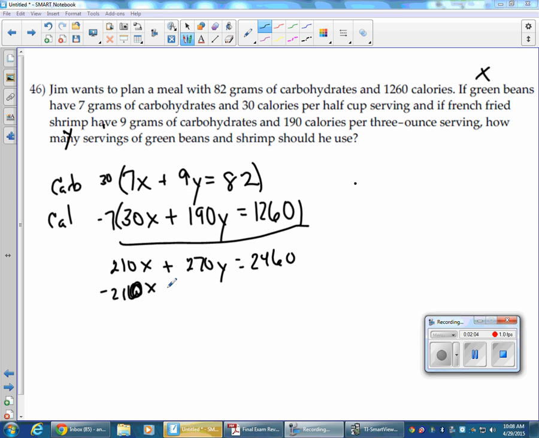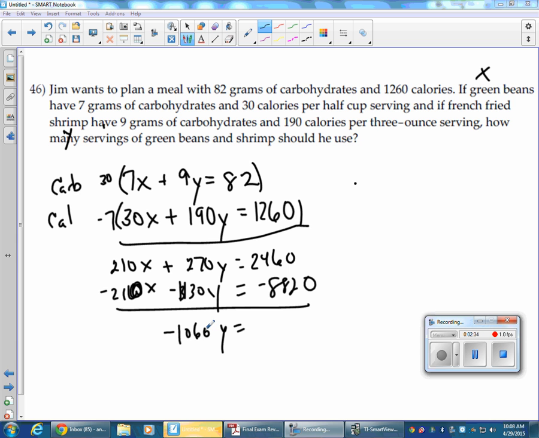And then minus 190 times 7. It would be minus 1330y equals negative 7 times 1260 is negative 8820. Alright, so negative 1330 plus 270y is negative 1060y equals negative 6360. Divide. I get y equals 6. So 6 servings of shrimp.